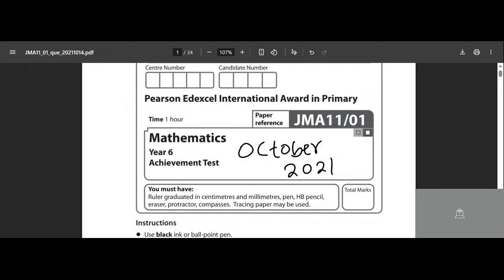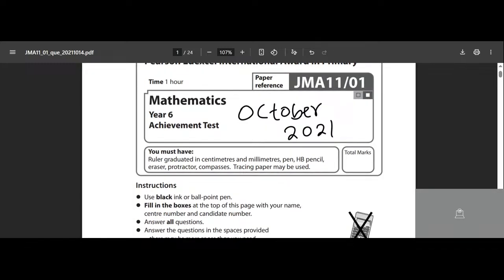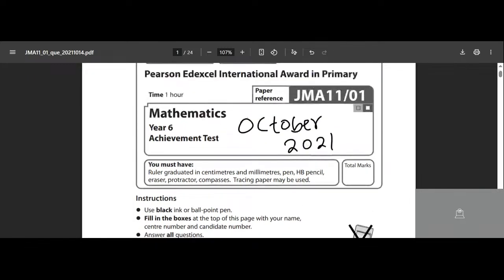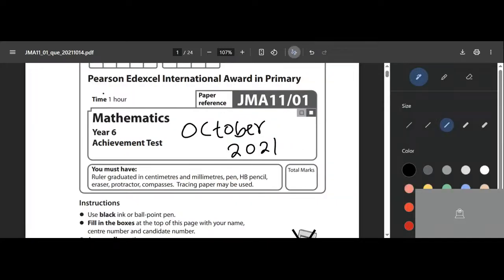So there are some few things we are supposed to be noting in this paper. This is Pearson Edexcel, and it is basically offered mostly in UK, but right now it's an international curriculum.